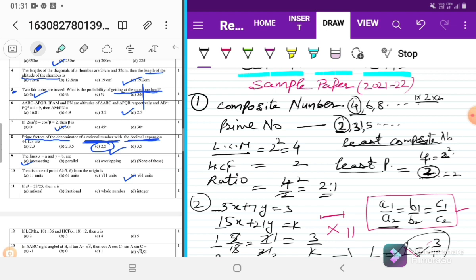Please try to solve all these questions. This is very important for your first term. It will give you very good marks.